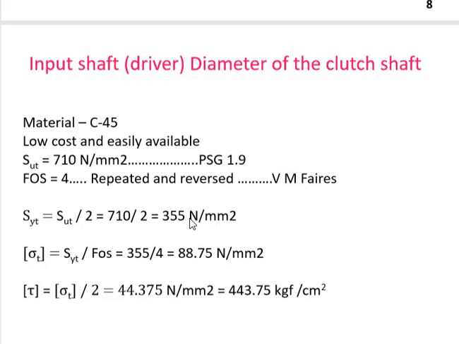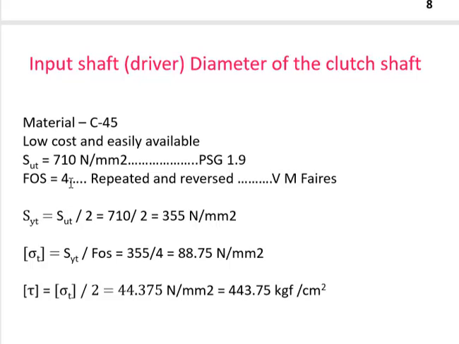Now let us look into the input shaft calculations. To find out the input shaft diameter, first we need to select the material, and for the material of the shaft I have taken it as C45. The material for the input and the output shaft, let it be same, so assume it like that. So I have selected C45 because the material is of low cost and it is easily available, and a general shaft material. Now SUT is 710 Newton per mm square according to PSG data book 1.9.